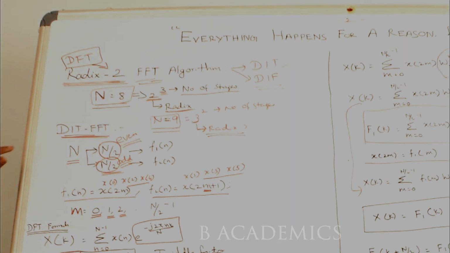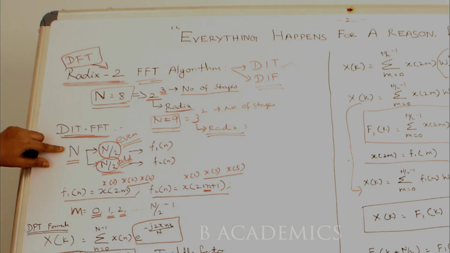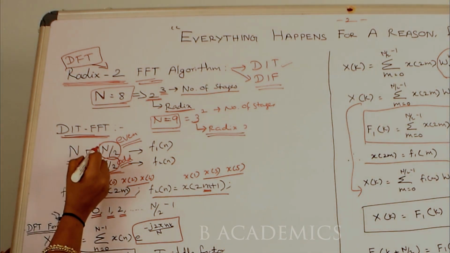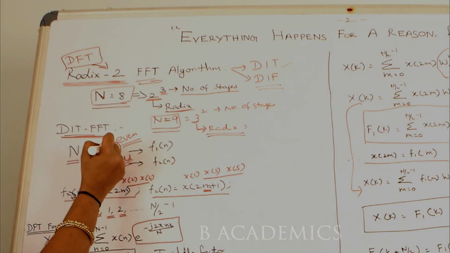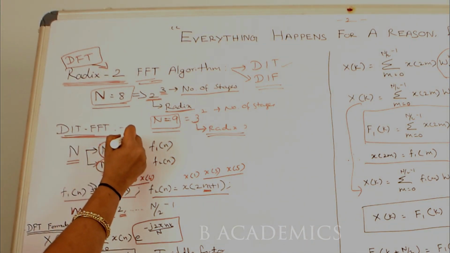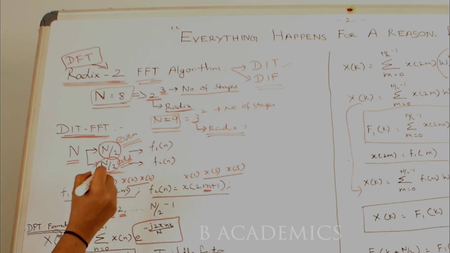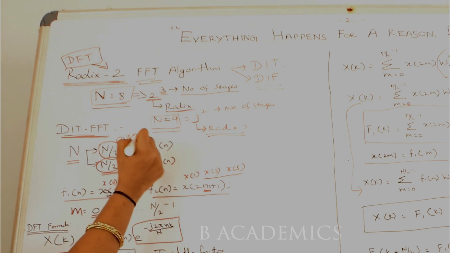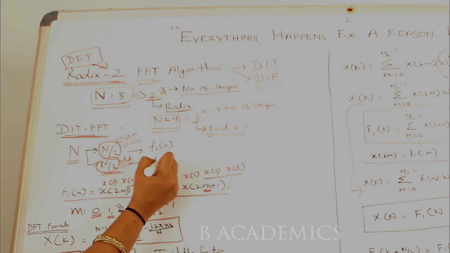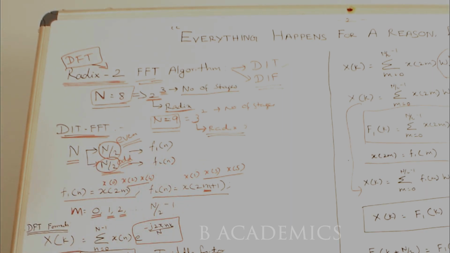Okay, so here you have N-point DFT. N-point can be separated as N by 2 and N by 2. N by 2 is for odd and even. Okay, f1 of n is for the even function and f2 of n is for the odd function. Here the function can be written as x of 2m for even and x of 2m plus 1 for odd. Why? Because m varies from 0 to N by 2 minus 1.